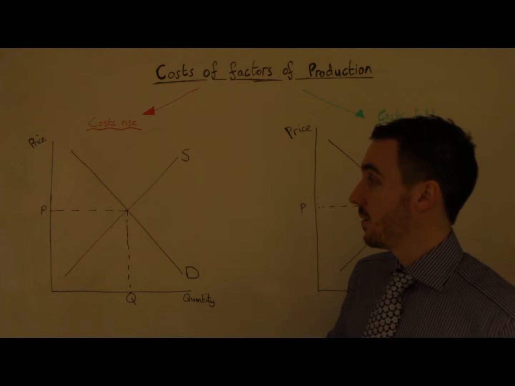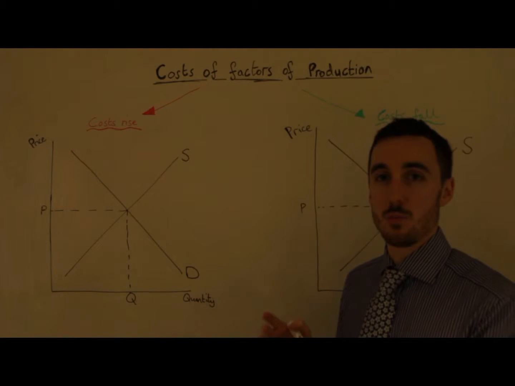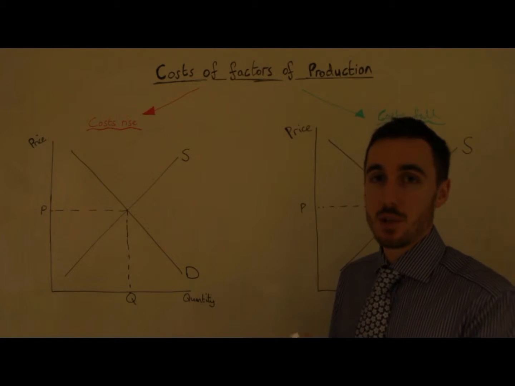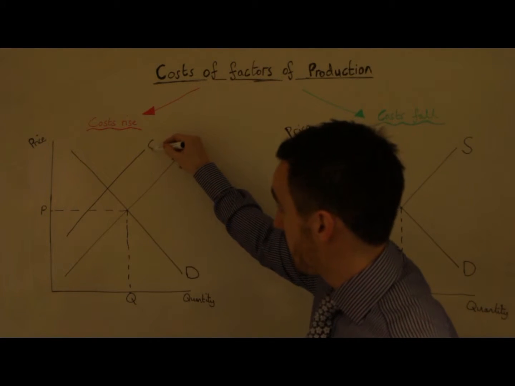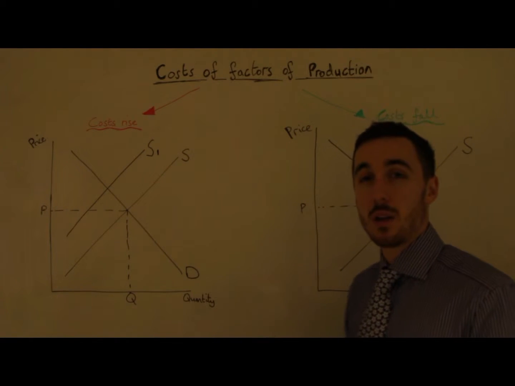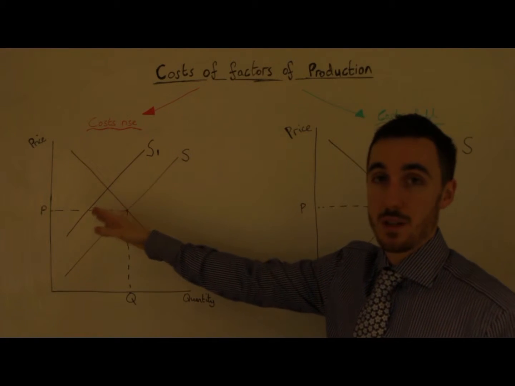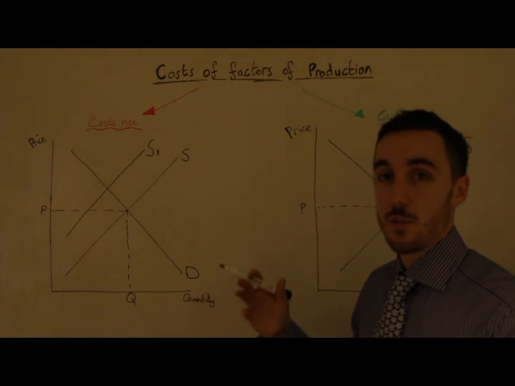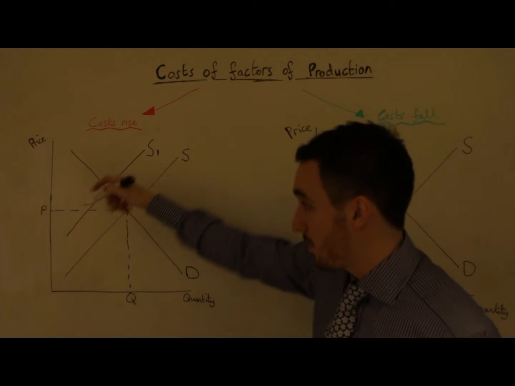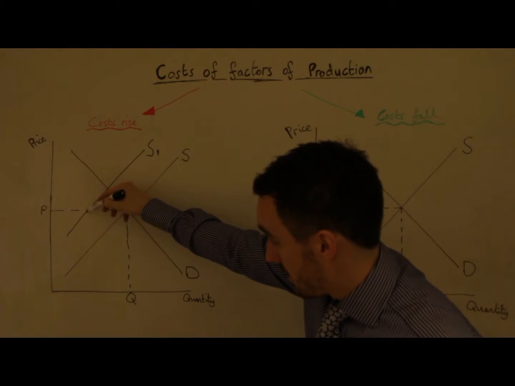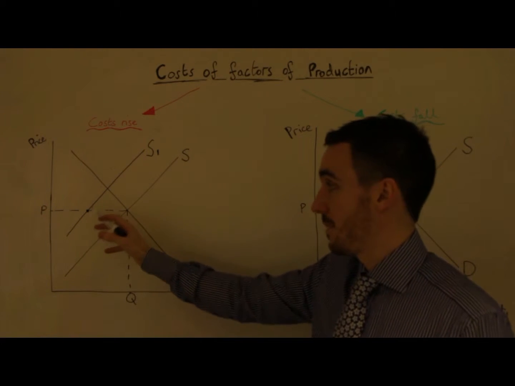So what we see now is that at any given price level, firms are now unable to provide the same amount as they were before because their costs have risen. So we actually see a shift inwards of the supply curve to S1. The reason the supply curve has shifted inwards is because at any given price level, we're now unable to provide as much as we were before for a firm. So for example, at the original price level of P, firms are now only actually able to provide this amount here. Because their costs have gone up, it's simply too expensive for them to provide any more than this.